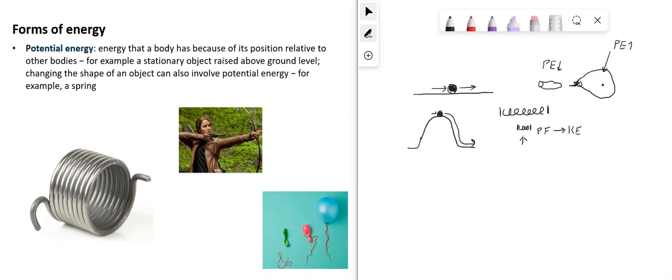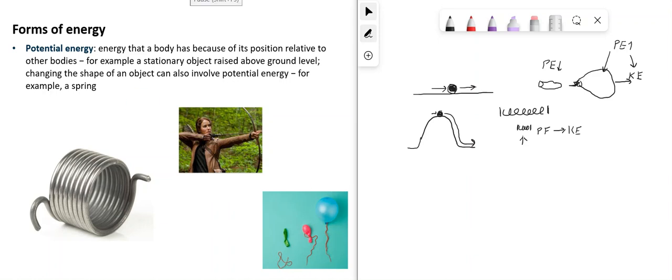And if you let this balloon go, the potential energy will change then into kinetic energy. So it changes form. So energy is not created or destroyed, it's just changed from one form into another. So you get this change into kinetic energy.